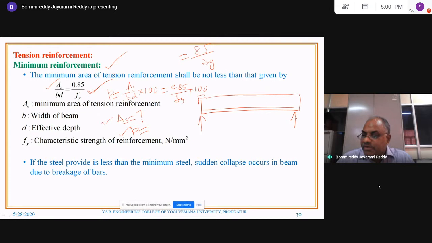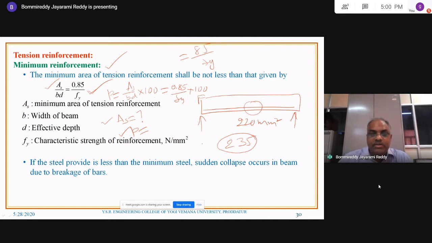And why is minimum reinforcement required? You will get certain reinforcement. For example, here you will get 220 millimeter square, but the minimum value is say 235. So what you have to do? You have to use the minimum value of 235 and not as per the design. So the design value should always be more than the minimum value.